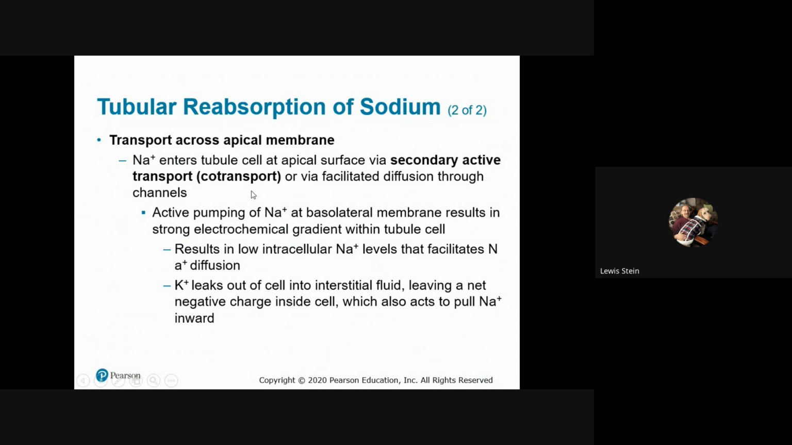So secondary co-transport by facilitated diffusion plays a role, and potassium leaks out of the cell, leaving a net negative charge, which also acts to pull sodium inward. And you get that consistent idea of sodium and potassium typically going in opposite directions. It's useful.